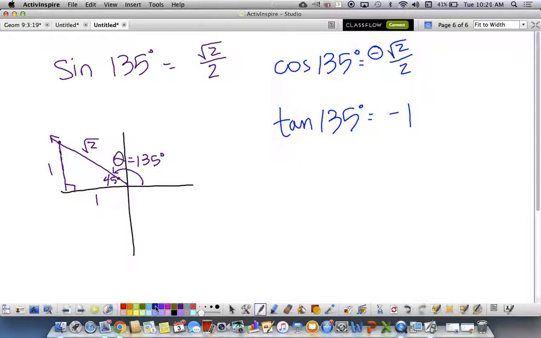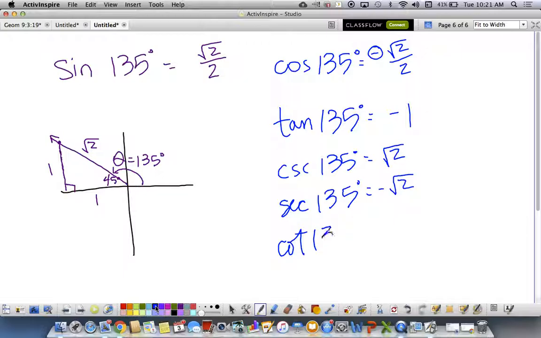What about cosecant of 135? The square root of 2. What about secant of 135? Negative square root of 2. Cotangent of 135? Negative 1. Can you find any of those? I promise I will not ask you for exact values for a long time unless your reference angle is one of your 30, 45, or 60 degree angles. That's the only way you can find those.